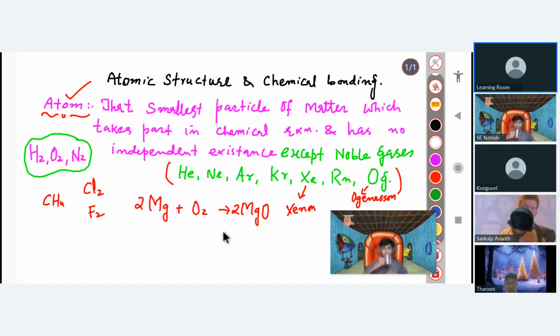Do you know the atomic number of oganesson, Og? It is 118, the last element of the periodic table. So remember that except for these noble gases, all other atoms exist in the combined form. Other atoms combine and form stable molecules.